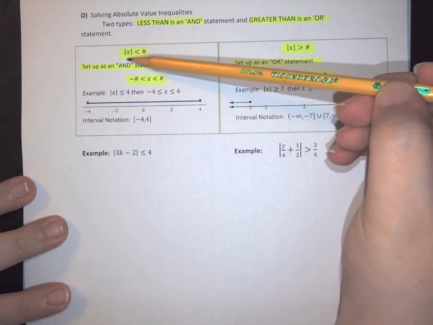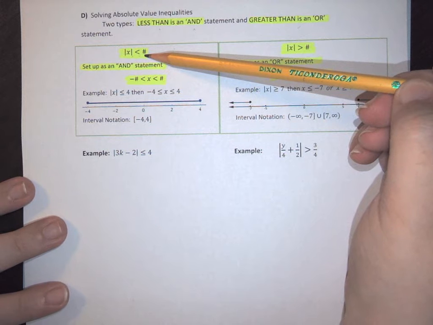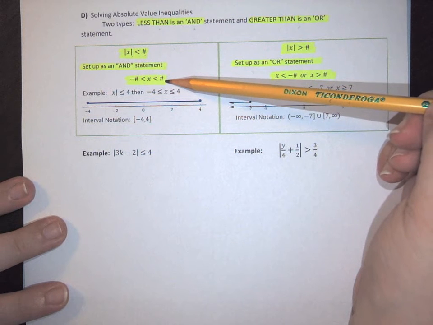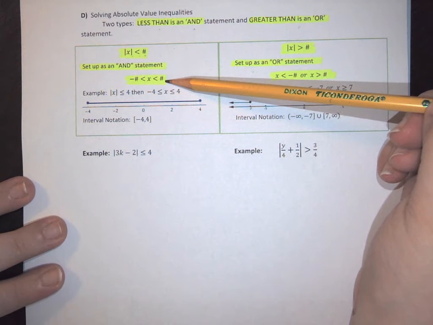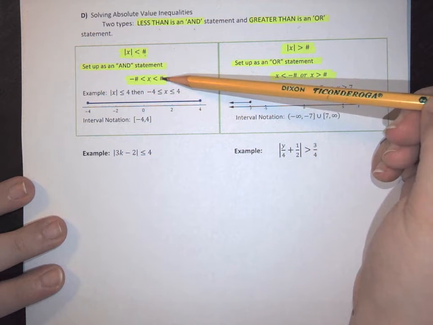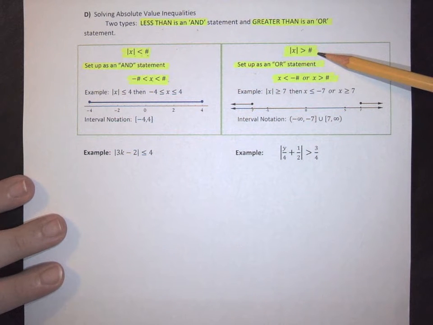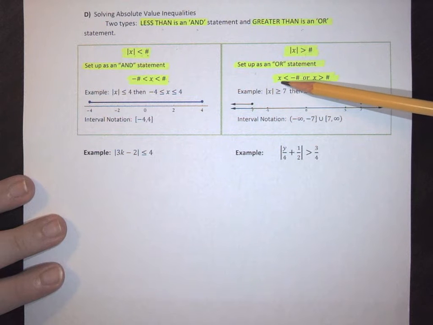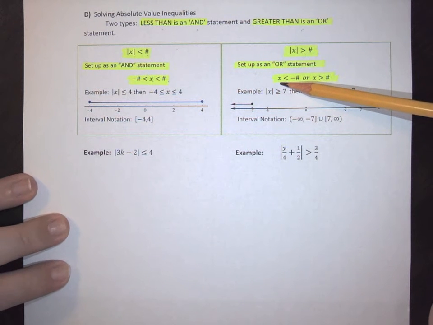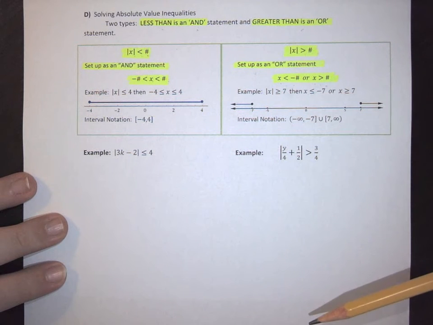You would have your absolute value is less than whatever your number is. Then we rewrite it as the negative of that number is less than the junk inside the absolute value is less than the positive of that number. However, if your inequality is greater than, then you write it as an or statement. So the junk inside the absolute value is less than the negative, or the junk inside the absolute value is greater than the positive. Okay?